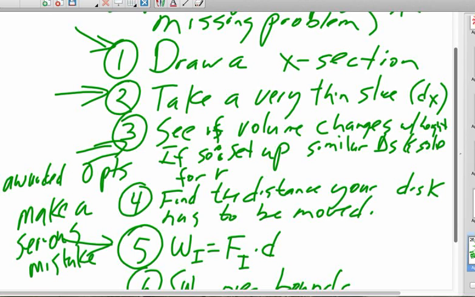Okay, so again, be careful. Do all of these steps. Do not come down and say, oh my God, drawing, yuck. Take a very thin slice, I can do that in my brain. Draw this stupid thing. Volume change, ooh, no, that is geometry, so I'm going to skip that one. Find the distance your disk has to be moved, I'm just going to call it x. So you're going to come down to number 5, and I'm going to chortle all the way. Well, I give you a big old fat enchilada, a big 0 on that problem. And if you don't think I will, try me.